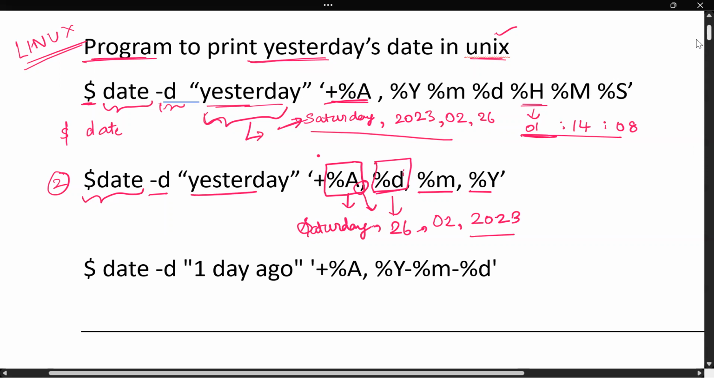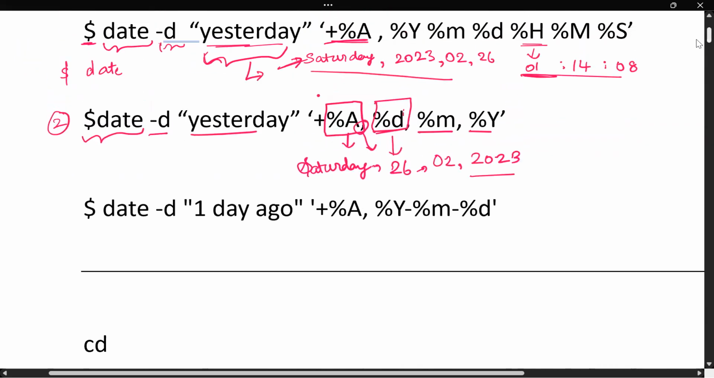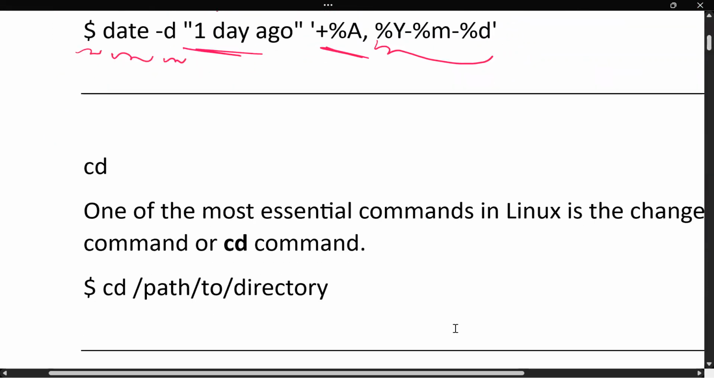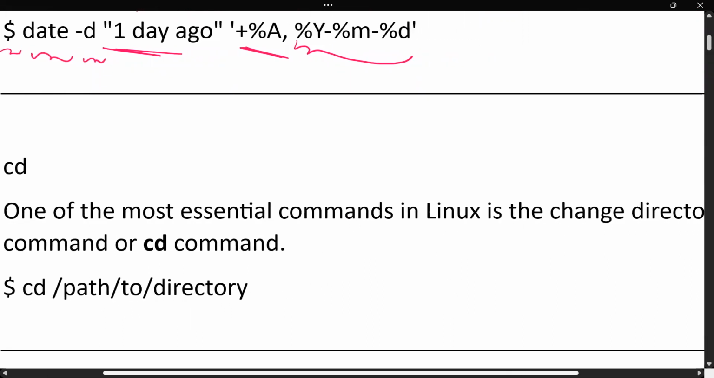Okay, so let's see the second one. We also have 1 day ago. Instead of yesterday, we can use this 1 day ago. So dollar date hyphen d 1 day ago, and we have percentage a, year, month, and date. So this is how we will generally print. Instead of yesterday, we can also use month, year, and date. So this is how we can print it.